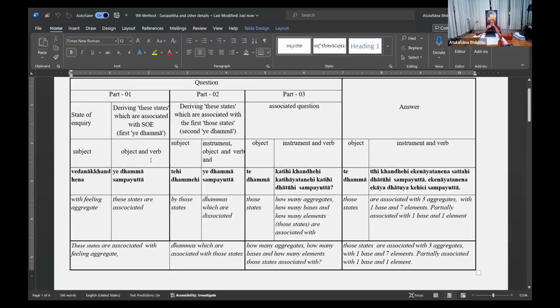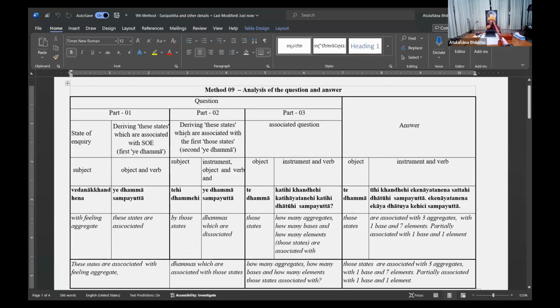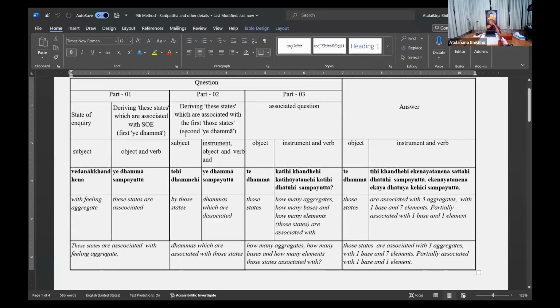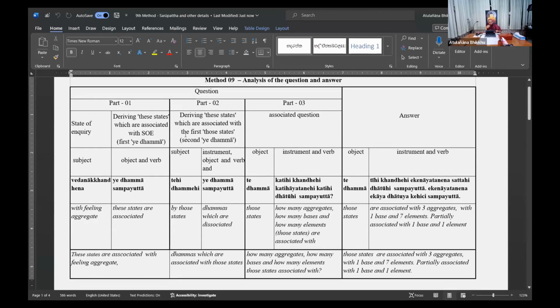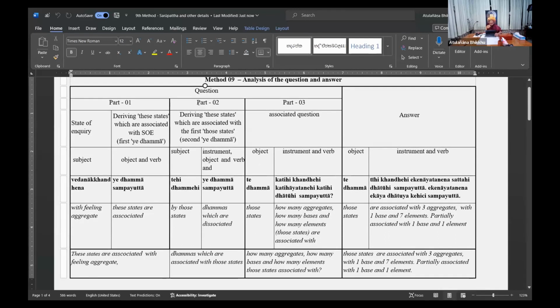Okay. So now we'll move into method number 9, right? So 8 is done, 14 is done, and we have to move into method number 9. We'll go through this Pali first, and we'll analyze the question and the answer.